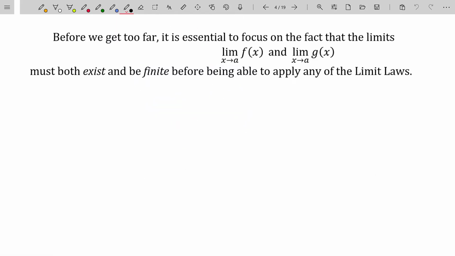Now, in my lecture notes, I say before we get too far, but in this video, I'm going to say before I let you go, because this is the very last page for this video. It's essential to focus on the fact that these limits right here must both exist and be finite before being able to apply any of the limit laws. That is critical.